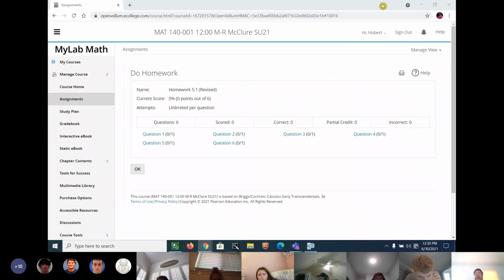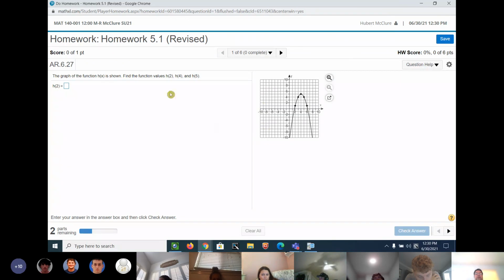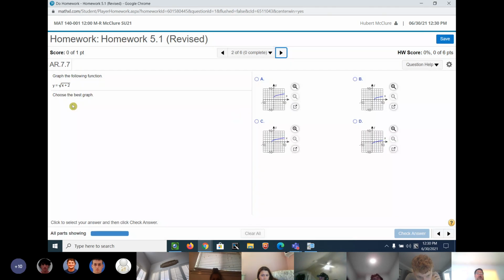This is just a graphing review question. Make sure you know, at x is equal to 2, x is equal to 4, x is equal to 5. I think y'all can read that, that's pretty self-explanatory. Graph, make sure you know how to graph a square root, and I think y'all can do that.